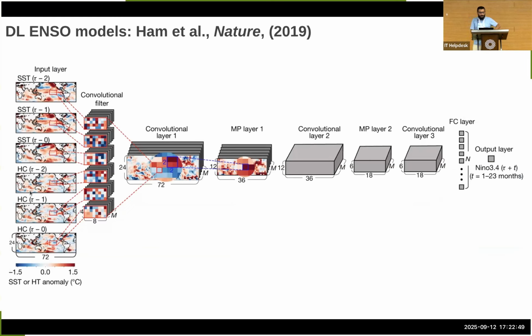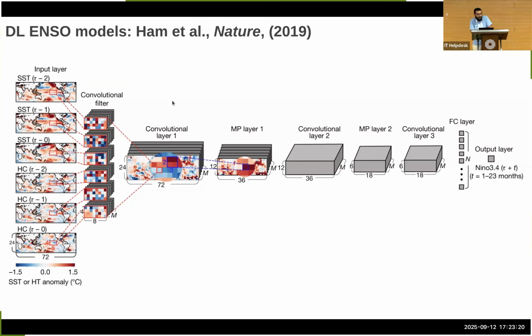If that number is negative and high magnitude, then it's a La Nina kind of situation. The setup that Ham et al. gave tries to take spatiotemporal data, but predict the Nino index. If you look at it carefully, it's set up more or less like one of these classical cat-dog classification things. You have these images, of course now multiple images, and you go through alternating convolution and max pooling layers, compress the data, and finally have a fully connected layer, like an MLP layer.